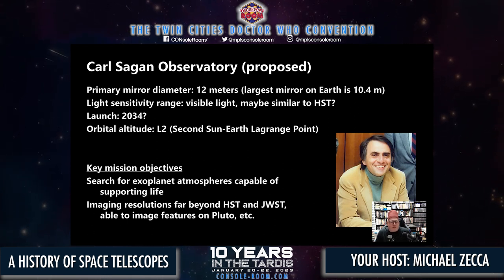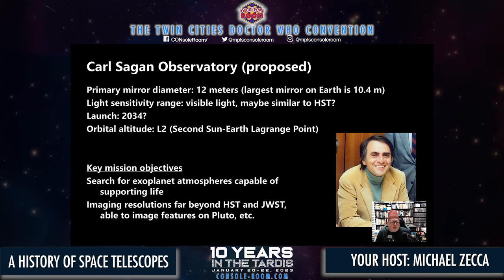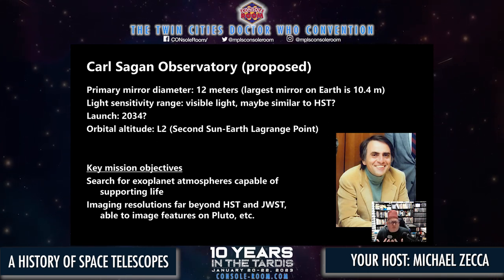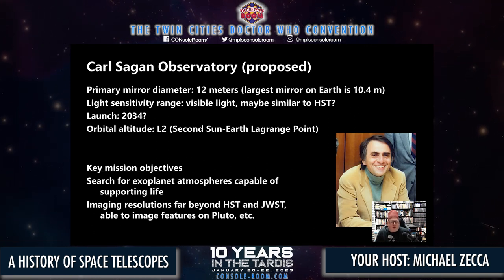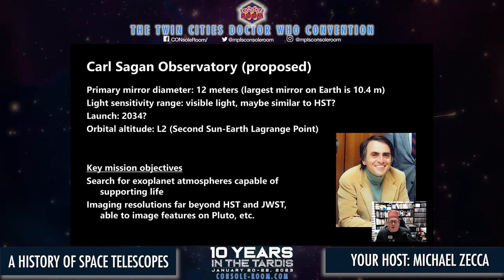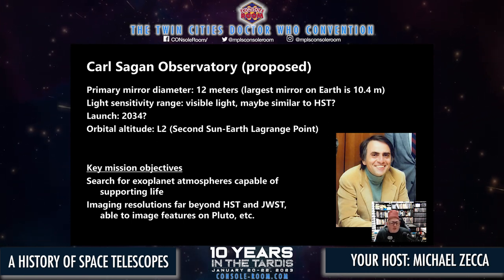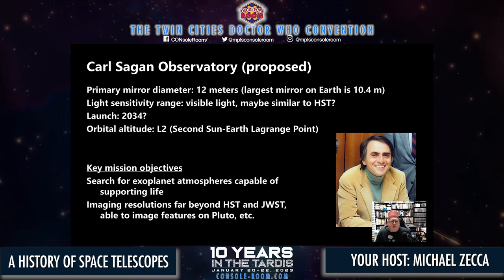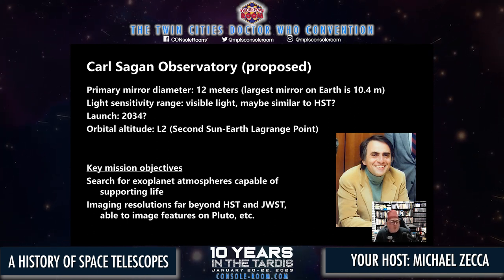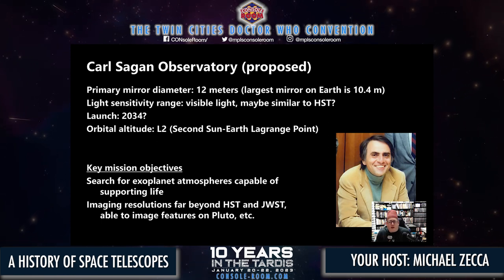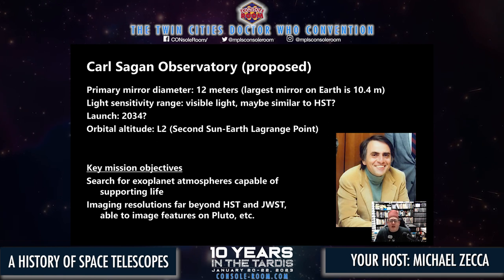What do they want to do with it? With such a large telescope, they want to be able to look at the atmospheres of exoplanets that might be capable of supporting life. Like actually start to see details in the atmospheres. And the imaging resolution would be far beyond HST and JWST. You'd be able to see features on the surface of Pluto from this observatory. The best Hubble was able to do was a few blotchy pixels.